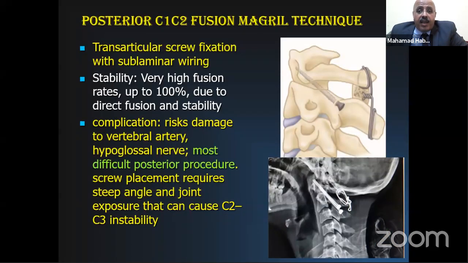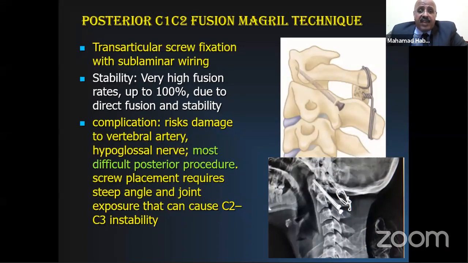Now we're going to explain the surgeries, the posterior C1, C2 fusion. This is Magerl technique. It's a transarticular screw fixation with sublaminar wiring. Both the transarticular screw and the sublaminar wiring are Magerl technique. For stability, it has very high fusion rates, up to 100%, due to direct fusion. It is the most stable.